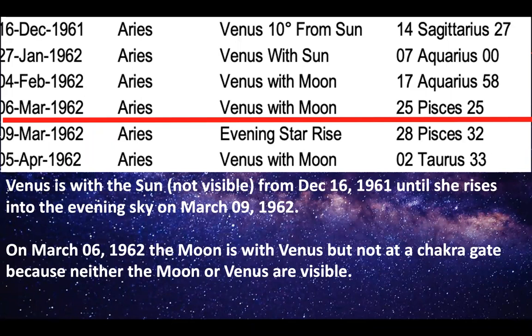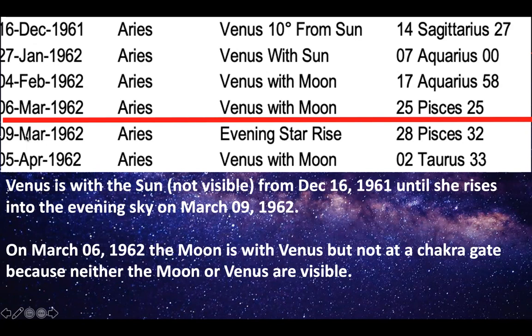And what you want to do is look at the date before your birthday. So here's just an example from December 16th, 1961. Venus went into the underworld, got 10 degrees from the sun, and was there until March 9th of 1962, when Venus rose as an evening star, separating 10 degrees from the sun again. Now, during that time, Venus was exact with the sun on January 27th, and then was with the moon 2 times on February 4th and March 6th. So if anybody's born between December 16th and March 9th of 1962, or say March 8th, they are in the underworld phase of the Venus cycle.